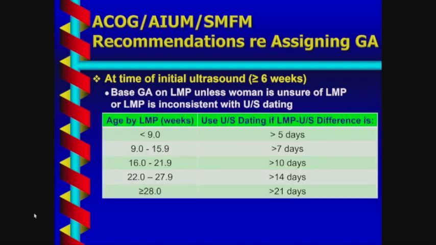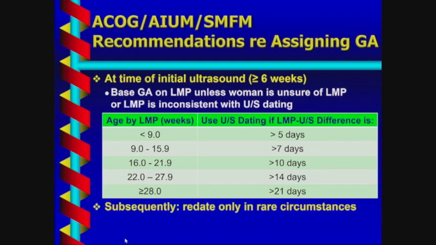And what do they mean by that? If you have an age by LMP that's less than 9 weeks, and there's more than a 5-day discrepancy between the LMP date and the ultrasound date, use the ultrasound date. If it's within 5 days, use the LMP. And similarly, for each age by LMP, there is an age range such that if there's more of a discrepancy than what you see on the right-hand side, use the ultrasound. If there's less of a discrepancy, use the LMP.